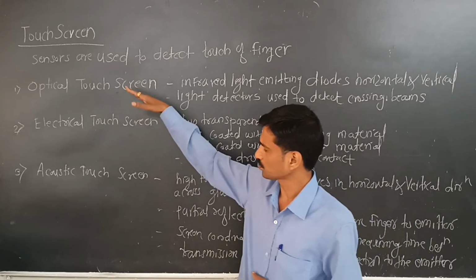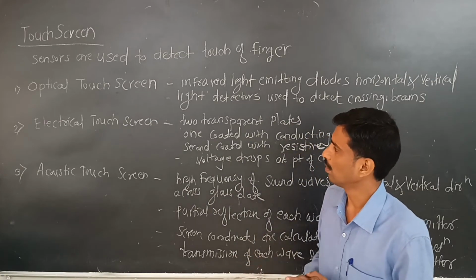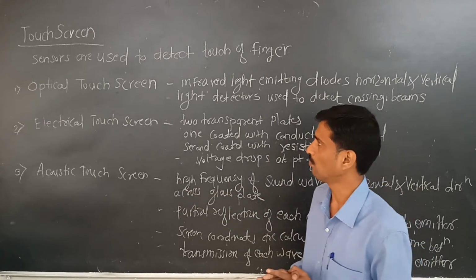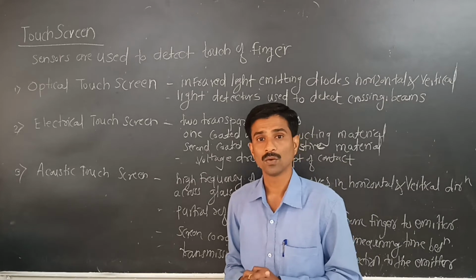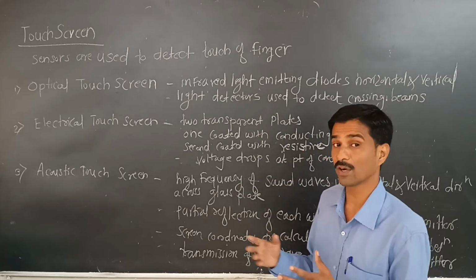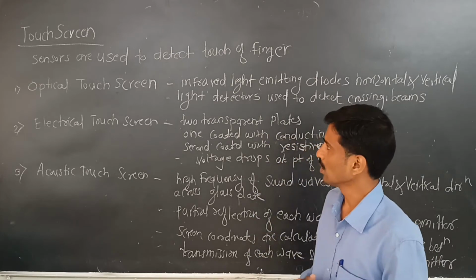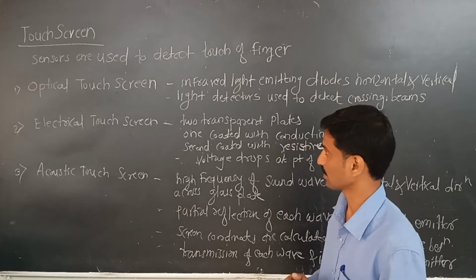So these are the different types of touch screen. In every touch screen a different mechanism is used. We will see them one by one. So first is the optical touch screen.